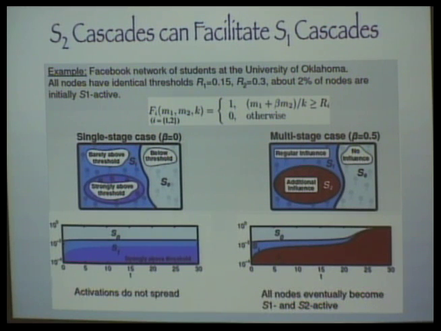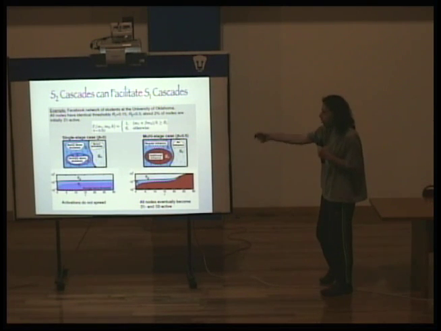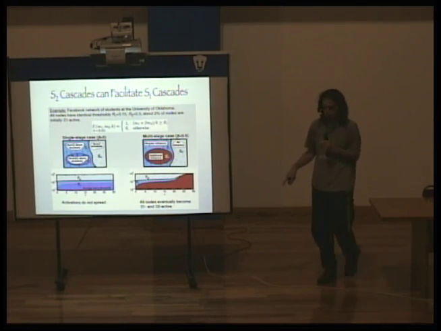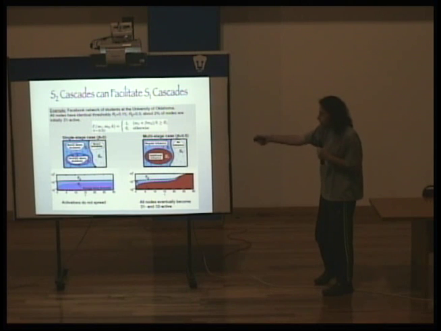And so what happens on the left is that you don't get a cascade. You don't get very many people adopting. And on the right, you do. Okay. So this model that we have was constructed to do this, right? So this is just illustrating something that we built the model to do. And, okay, we had to add a decent amount of influence to do this.